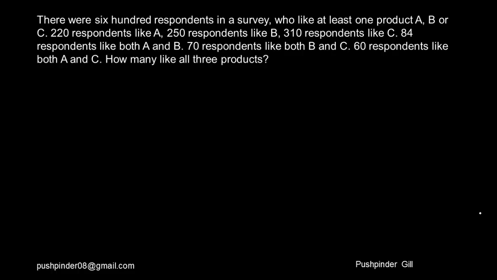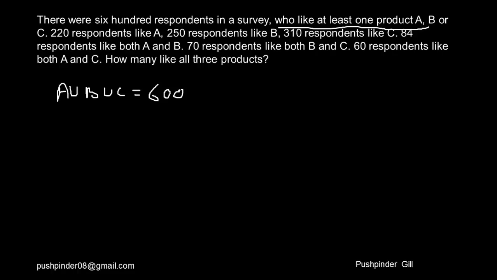Now, there are 600 respondents. Our first step is to find what is A union B union C. Is it equal to 600 or not? Which line tells us that? Yes, this line tells us that. If at least one of the products is liked by A, B or C, that means there are no people who like neither A, B nor C. That means the total number of respondents who like at least one of the products is 600.